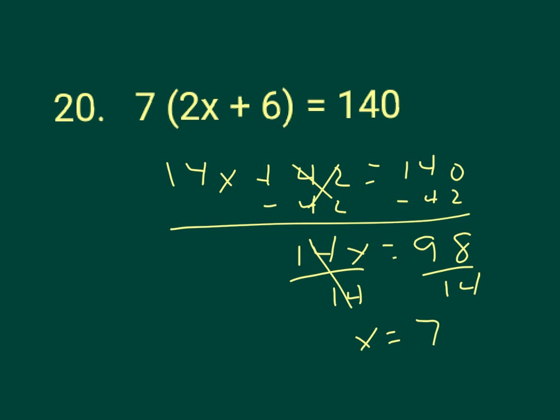And x would be 7. 14 goes into 98 7 times. So you should come back up here and say 2 times 7 is 14. 14 and 6 is 20. 7 times 20 is 140, so it's a good answer.